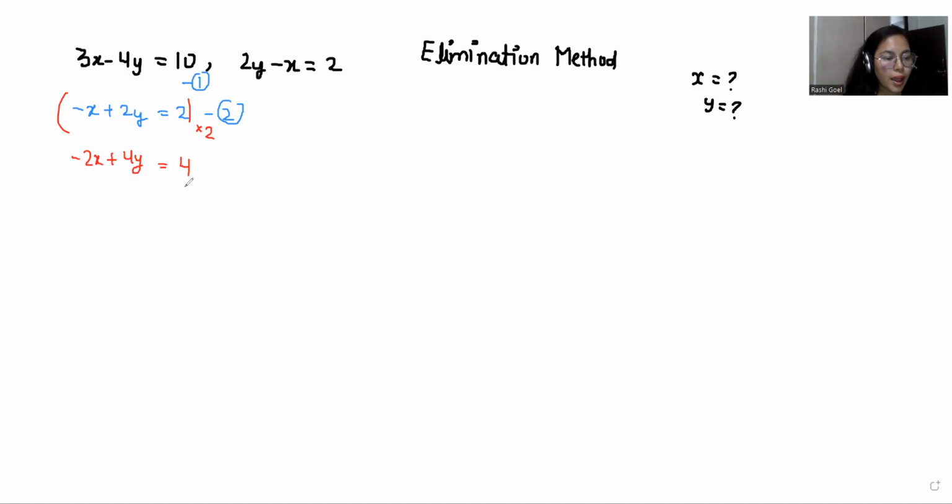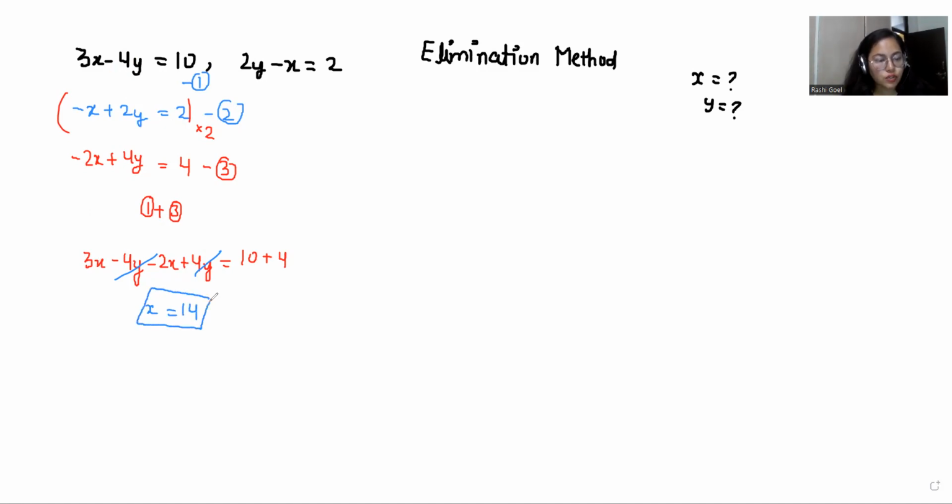Now I am going to add equation number 1 and 3. The first is 3x minus 4y on the left-hand side, and here minus 2x plus 4y, and 10 plus 4. So I eliminate minus 4y with plus 4y. 3x minus 2x is x, and 10 plus 4 is 14. So the value of x is 14.